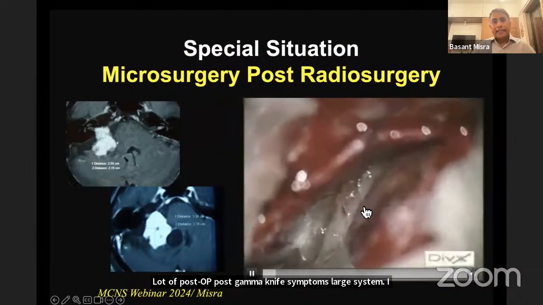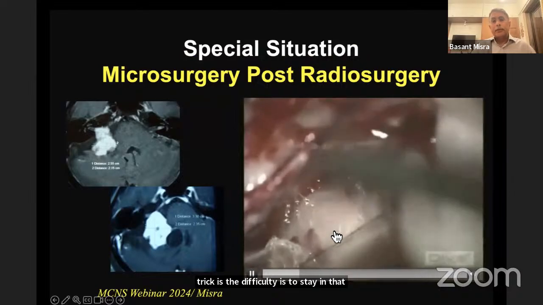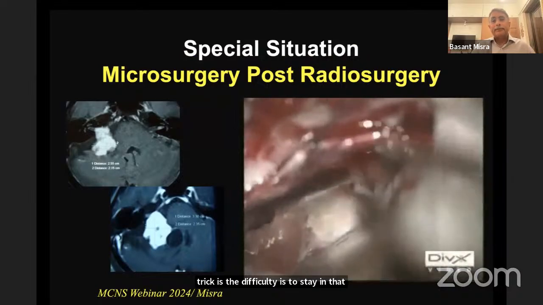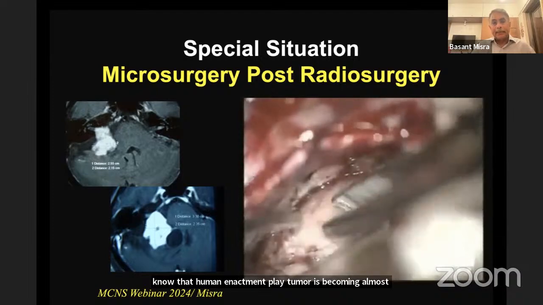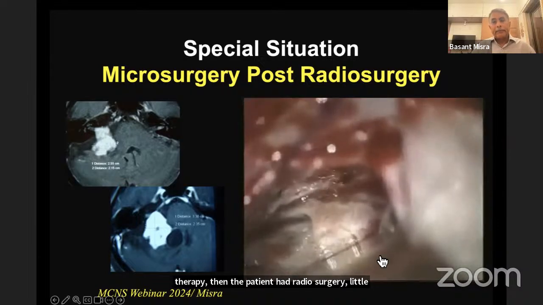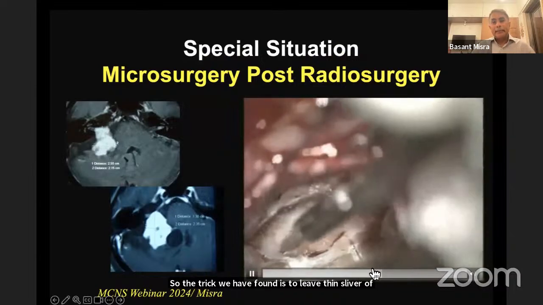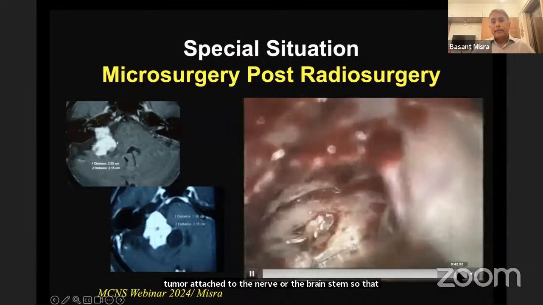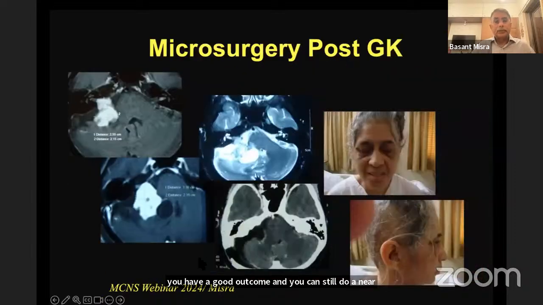So when you operate, the difficulty is to stay in that tumor-arachnoid plane. Tumor is becoming almost white, avascular, but there are adhesions. Little less adhesion than if the patient had radiation therapy, but there are adhesions. So the trick we have found is to leave a thin sliver of tumor attached to the nerve or the brain stem so that you have a good outcome, and you can still do a near total excision, of course, with intraosseous canal drilling. And you see this is the post-op, and you still have a grade 1 facial function. That's possible, but we need to be prepared for that.